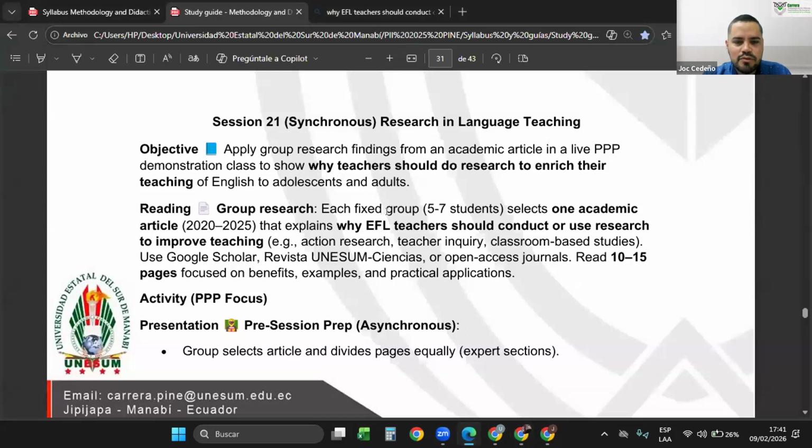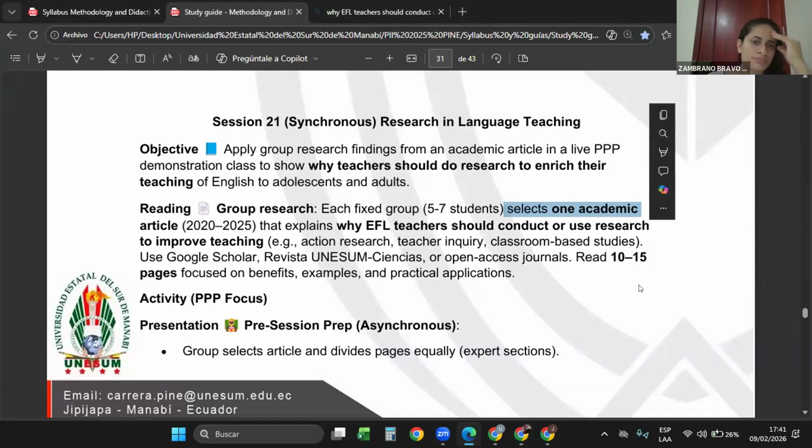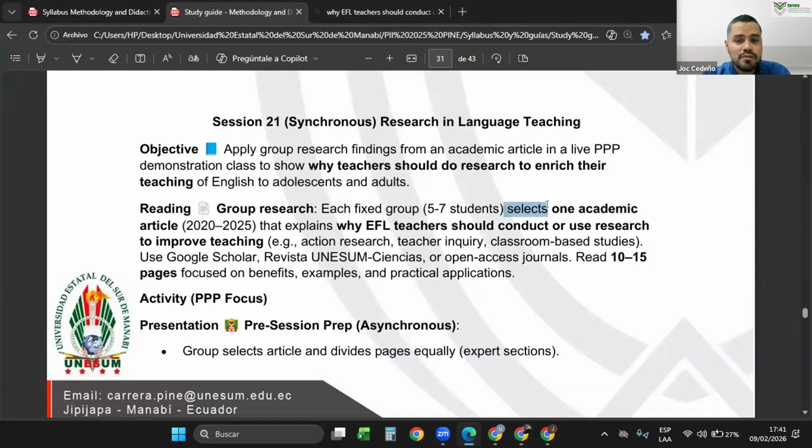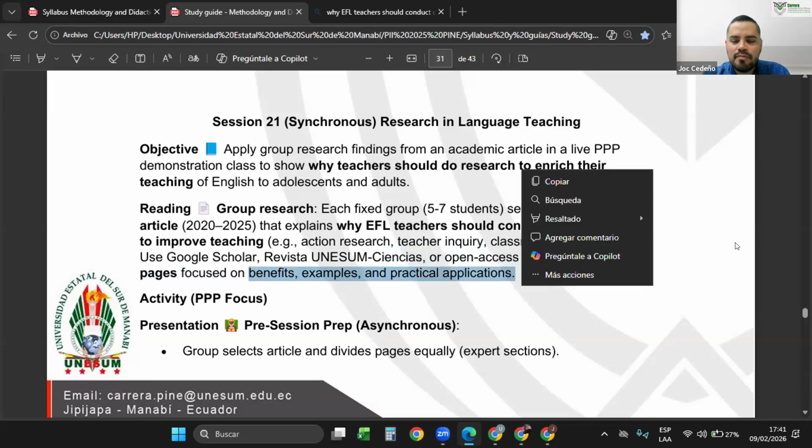So what do we have to do? What do we do first? First, we need to select one academic article, and then read 15 pages. Focus on what? Benefits, examples, and practical applications.